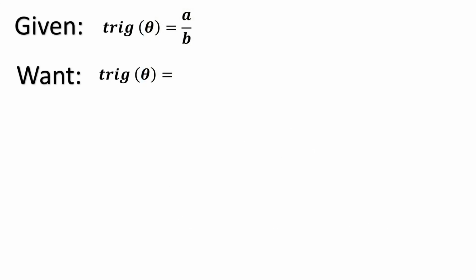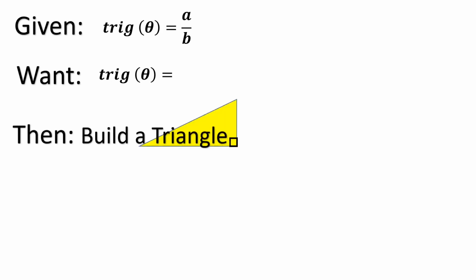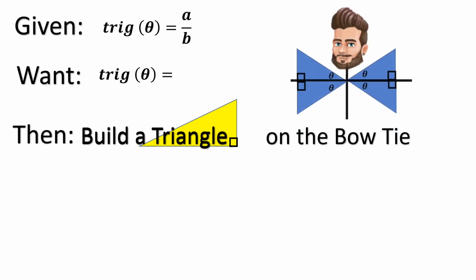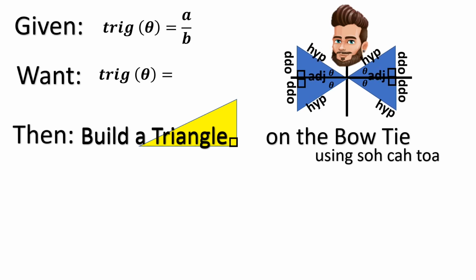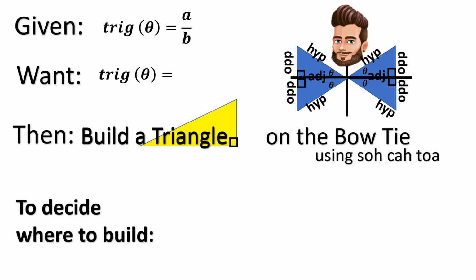In each example to follow, you will be given a trig function evaluated at an angle, and you will want a trig function evaluated at an angle. To find the trig function at an angle, you will need to build a triangle on the bow tie. You will use the given trig function's answer and SOH CAH TOA to label one of the triangles on the bow tie with hypotenuse, opposite, and adjacent. You will only build one of the 4 right triangles on the bow tie.